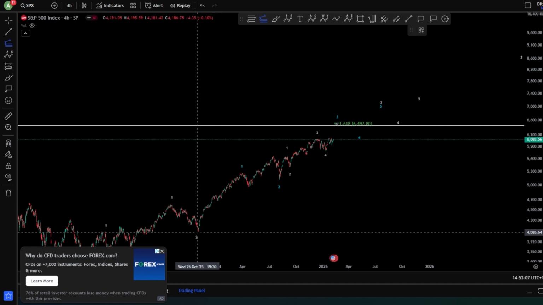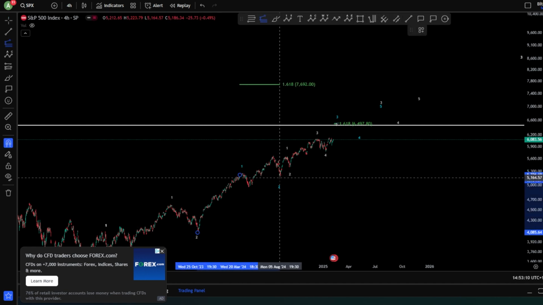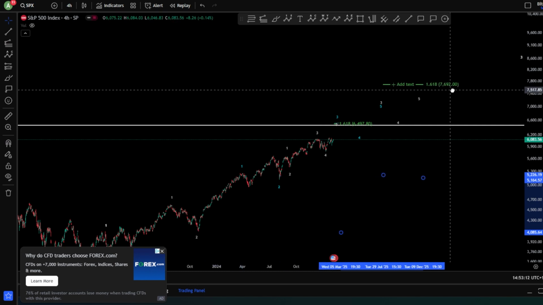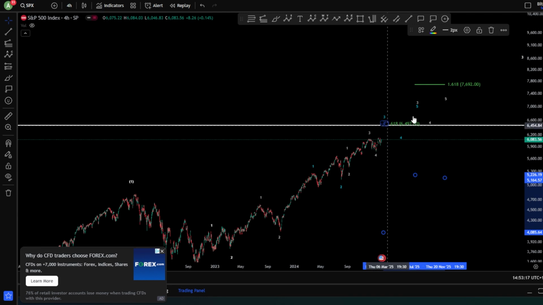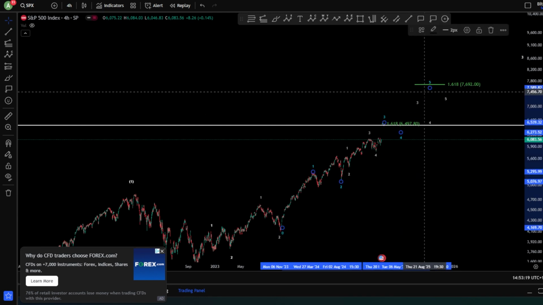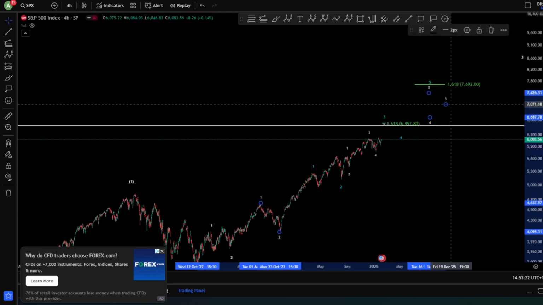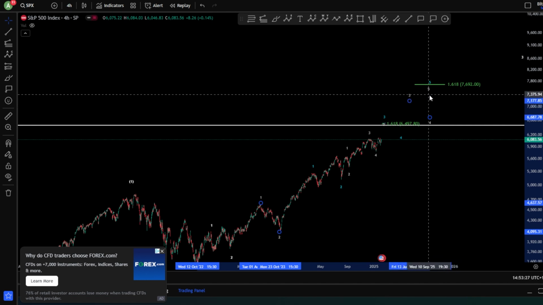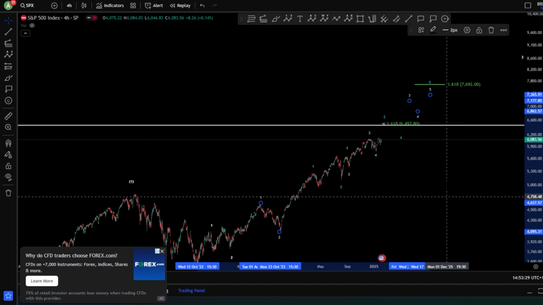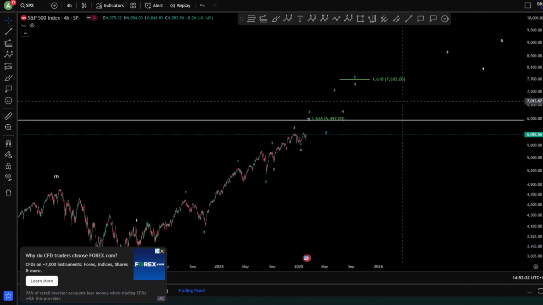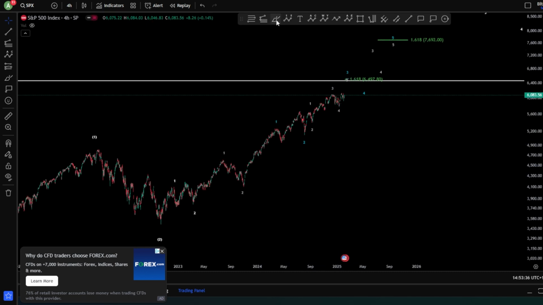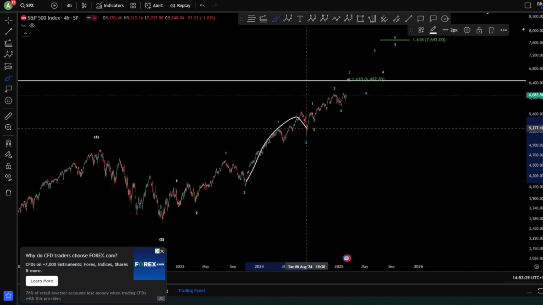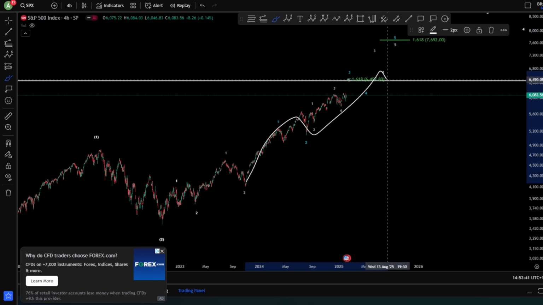So 1, 2, here we go. 1 and 2. This is your target exactly for this one in the blue scenario. So in the blue scenario, wave 5 should finish somewhere here, somehow like this, yes. 3, 4, and a 5. Here we go. Perfect. Yeah, so this is exactly what we would like to see. 7,692, guys. Yes, 7,692. That would be a perfect 1, 2 scenario here, and then 3, 4, and a 5.